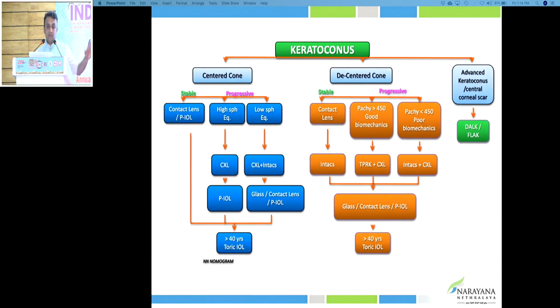So to finally summarize: central cone, decentered cone, progressive or non-progressive, high spherical equivalent, phakic IOL; low spherical equivalent, intacs. Decentered cone, intracorneal rings; if you can have a single segment also, you can put that. Final visual rehabilitation, either phakic IOL or toric IOL.